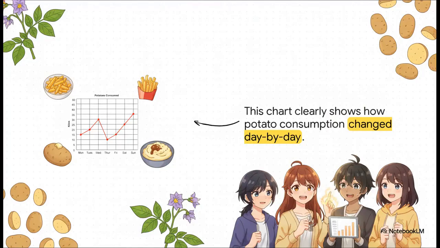Just look at this. You instantly see the story of the week's potato consumption, don't you? You see that midweek peak, the little dip on Thursday, and then the climb back up for the weekend. Now, imagine trying to explain that by just reading out a list of numbers. It wouldn't have nearly the same impact. That is the power of a good line chart. It tells the story in a flash.